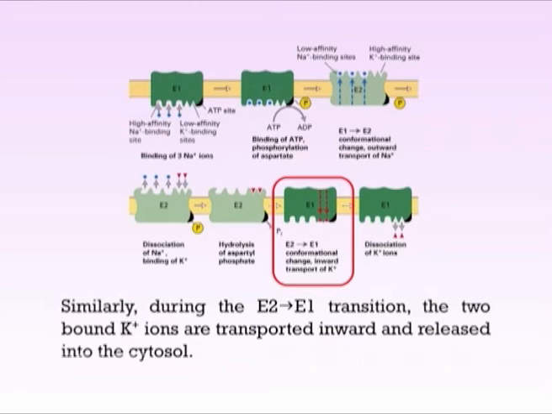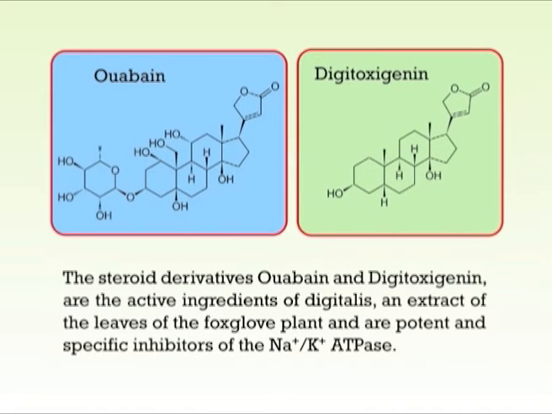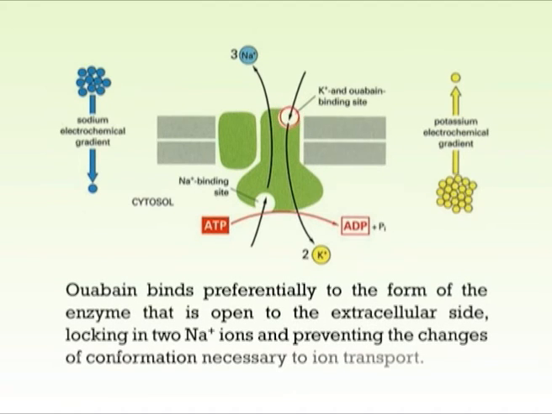So that was how the sodium-potassium ATPase works. The steroid derivatives, ouabain and digitoxigenin, are the active ingredients of digitalis, which is an extract of the leaves of the foxglove plant, and are potent and specific inhibitors of the sodium-potassium ATPase. Ouabain binds preferentially to the form of the enzyme that is open to the extracellular side, locking in 2 sodium ions and preventing the changes of conformation which is necessary to ion transport.